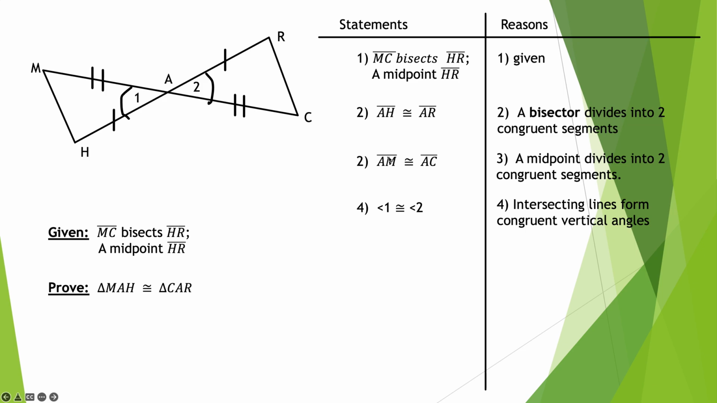Okay, step 5. I've got all of that information. I look at it and I say, that's a pretty good looking picture right there. I've got side, angle, side. So triangle MAH is congruent to triangle CAR by side, angle, side is congruent to side, angle, side. Okay. If you need to, go back and look it over again. And don't forget, we changed the second piece of given to A is the midpoint of MC.